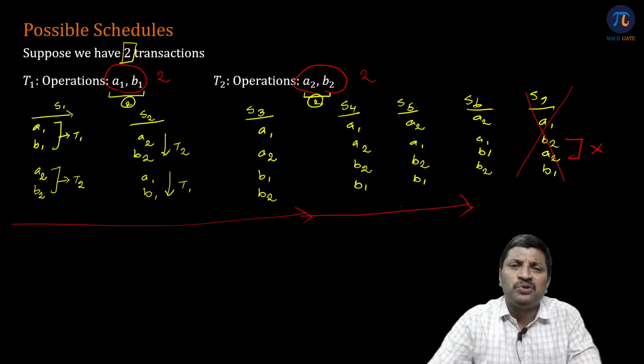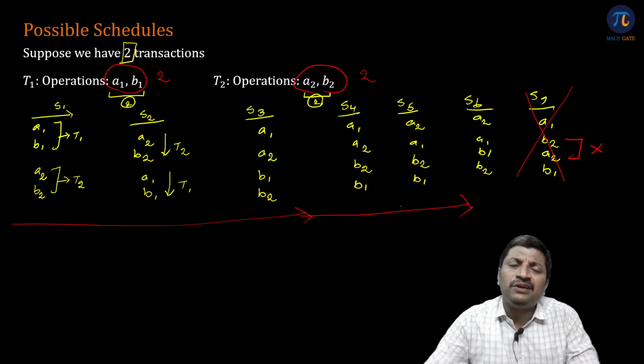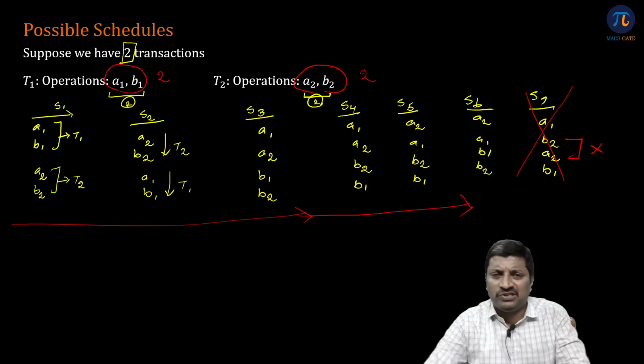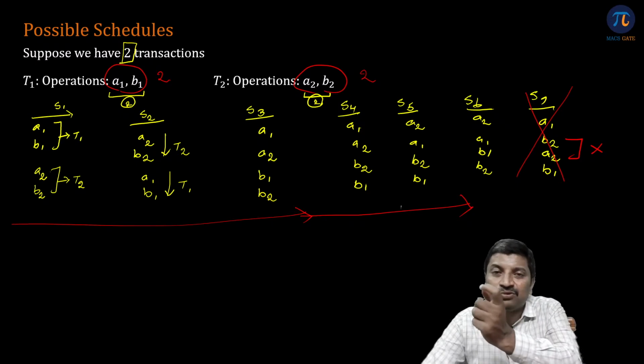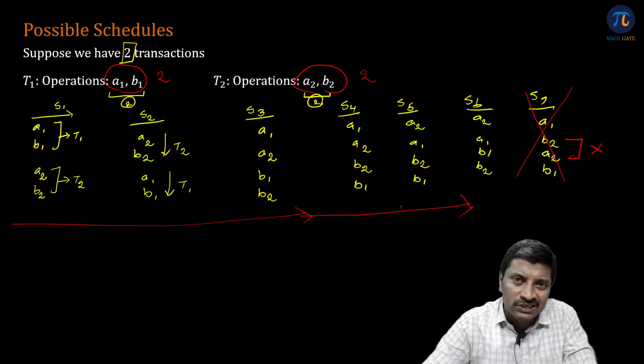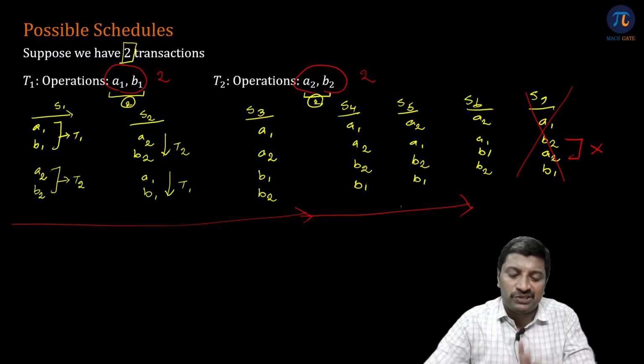Suppose I have 10 transactions, and within a transaction I have so many operations. It may not be feasible to list out all the schedules. Now the question is, is there a way to count all such possible schedules? That is the first problem we are going to discuss.